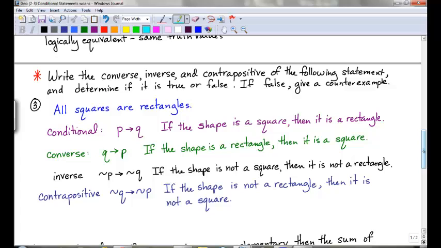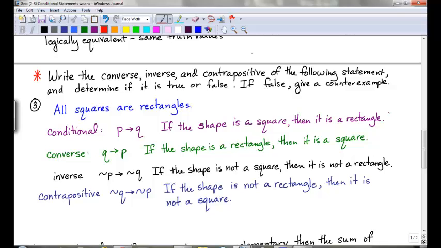On the back page it says write the converse, the inverse, and the contrapositive of the following statement and determine if it's true or false. I've actually written them and then we're going to go through true or false. All squares are rectangles. That's our beginning statement. Then you have to write it in if-then form: if the shape is a square, then it is a rectangle.